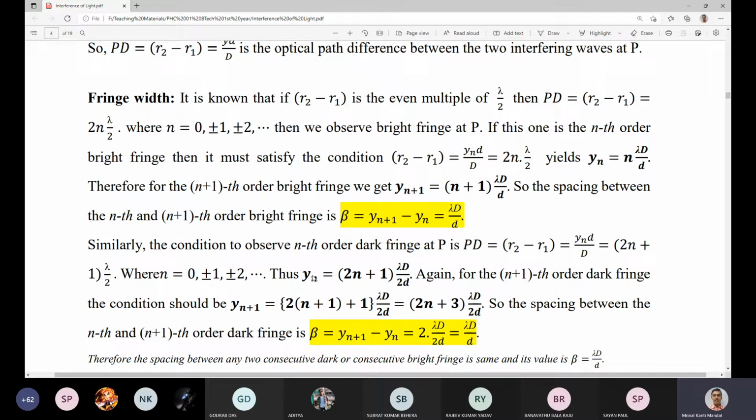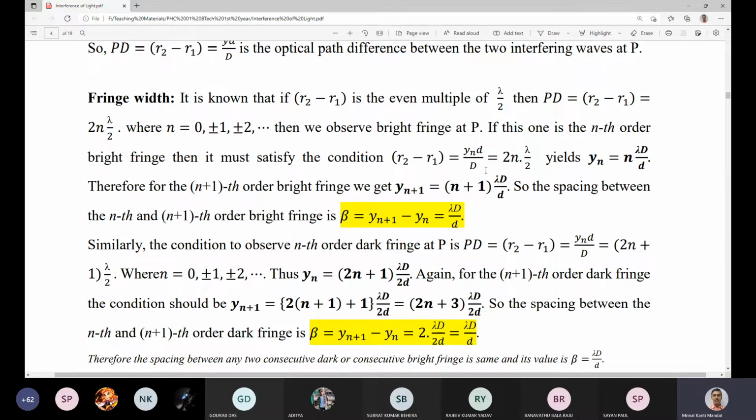Now we consider the fringe width. If we consider constructive interference, then R2 minus R1 is an even multiple of lambda by 2. So in that situation, the path difference R2 minus R1 is equal to twice n lambda by 2, where n equals 0, 1, 2, and so on, right? Now, according to this, the path difference R2 minus R1 is Yd by capital D.